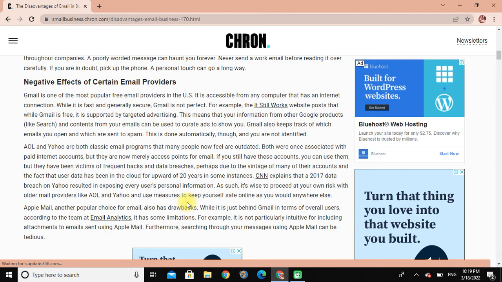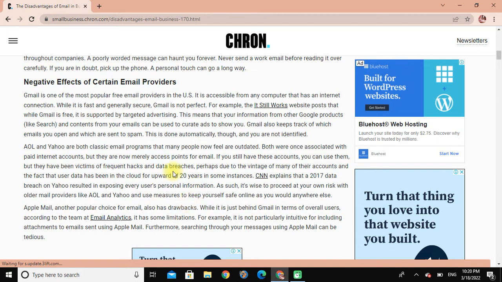This means that your information from other Google products like search, and content from your email, can be used to curate ads to show you. Google also keeps track of which emails you open and which are sent to spam. This is done automatically and you are not identified.